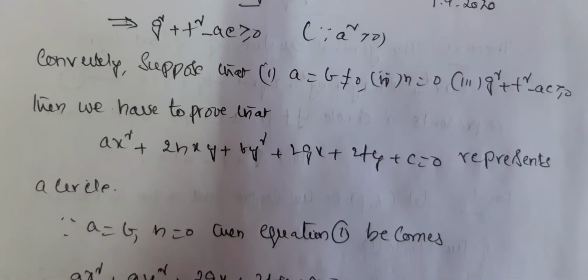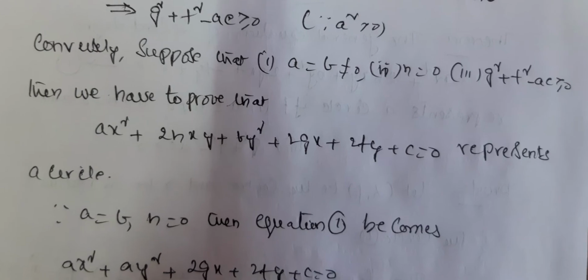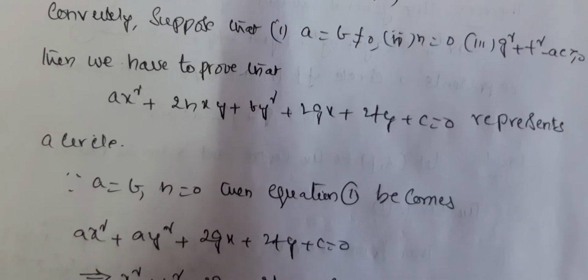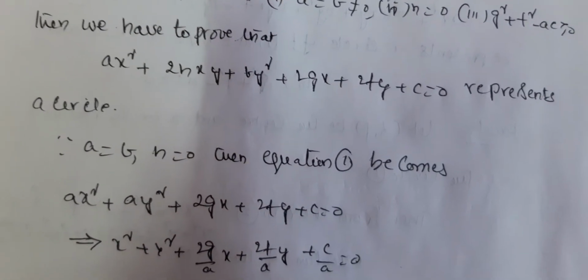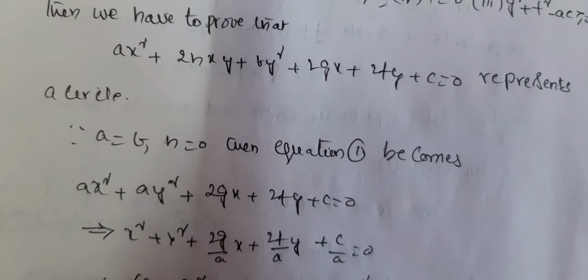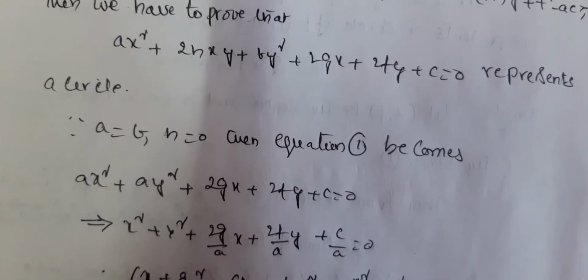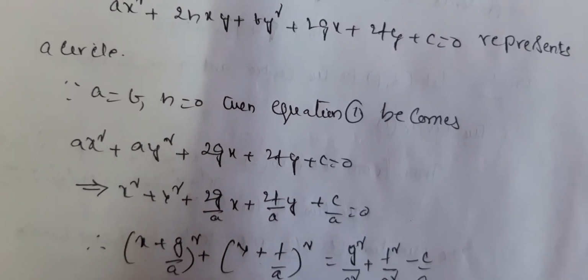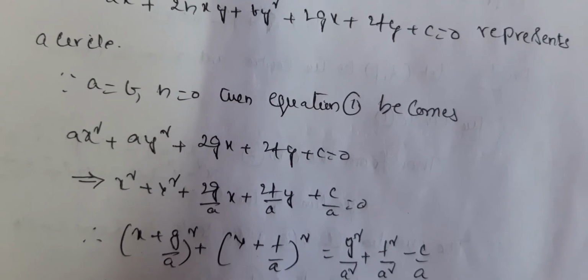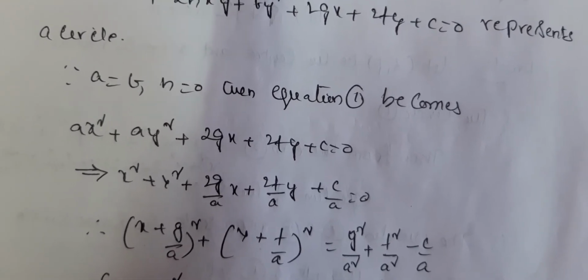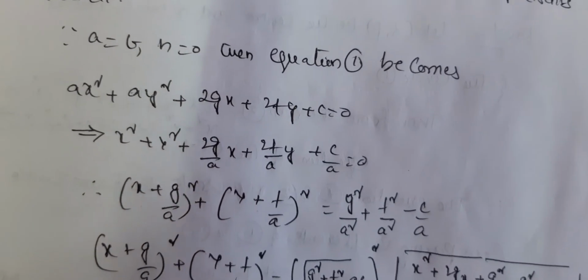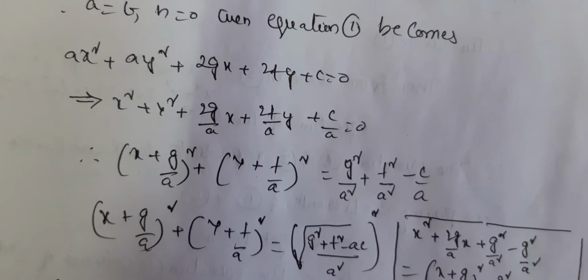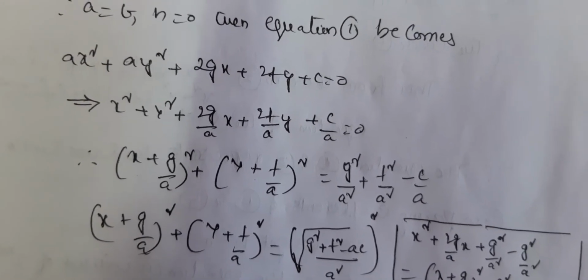Here a is equal to b and h is equal to 0. So the equation 1 becomes, since a is equal to b, ax square plus ay square plus 2gx plus 2fy plus c is equal to 0. And dividing the whole equation by a, we get x square plus y square plus 2g by a x plus 2f by a y plus c by a is equal to 0. Therefore, x plus g by a whole square plus y plus f by a whole square is equal to g squared by a square plus f squared by a square minus c by a. Here we will write the right side as square root of g square plus f square minus ac by square root of a square.